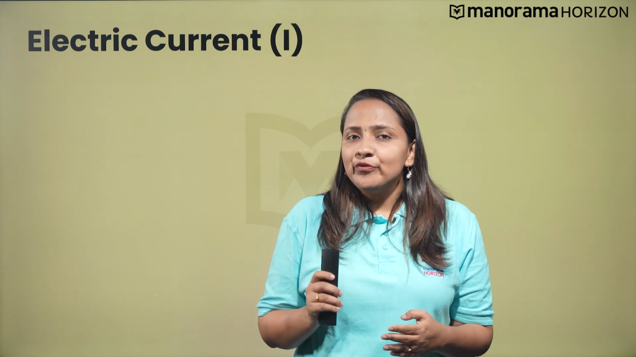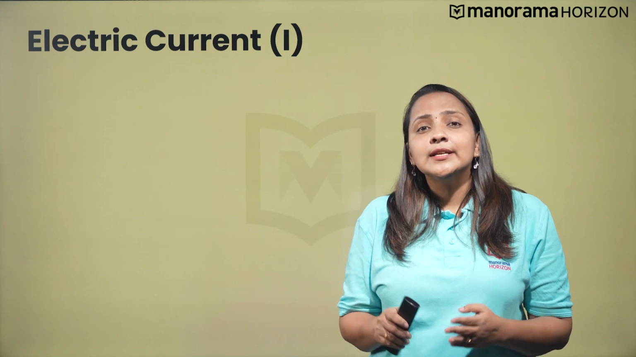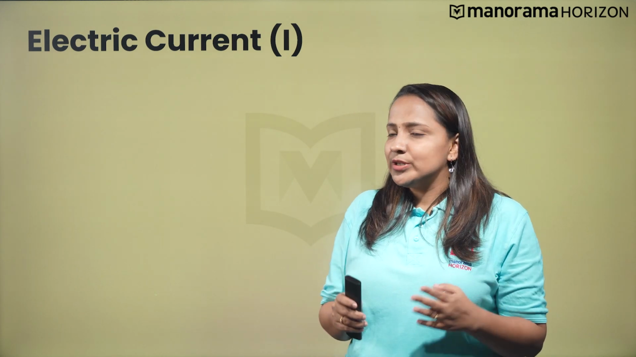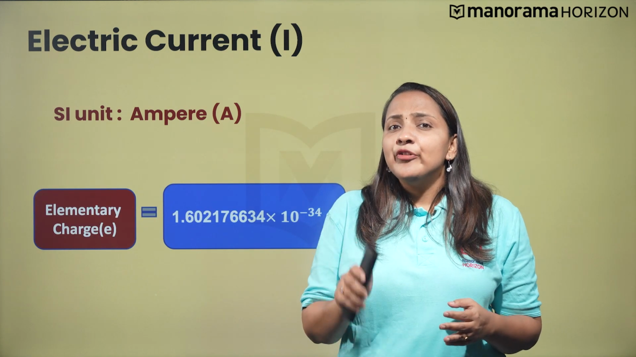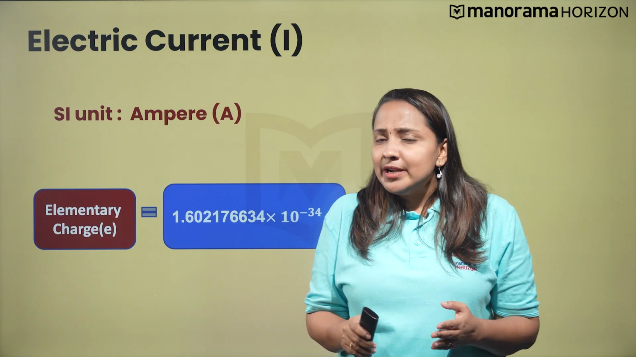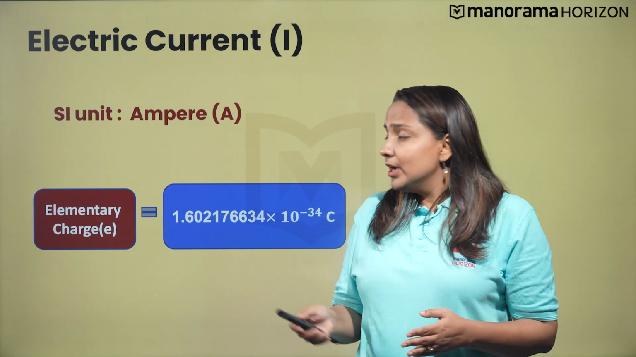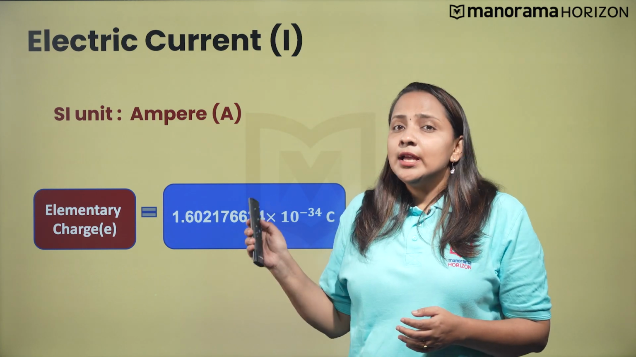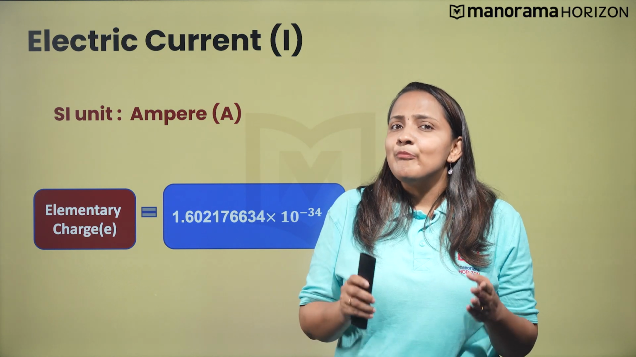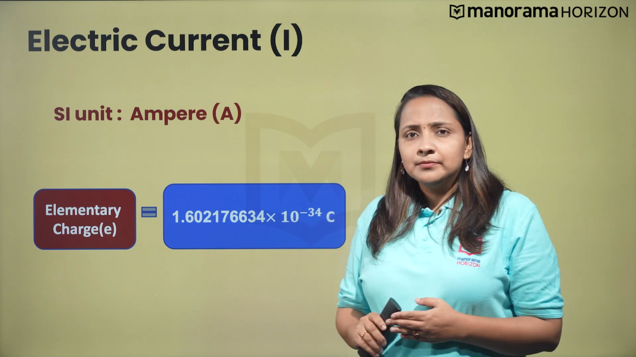Next, in the case of electric current, the SI unit is ampere and is denoted by A. It is defined by taking the fixed numerical value of the elementary charge e to be 1.60217664 into 10 to the power of minus 34 coulomb.